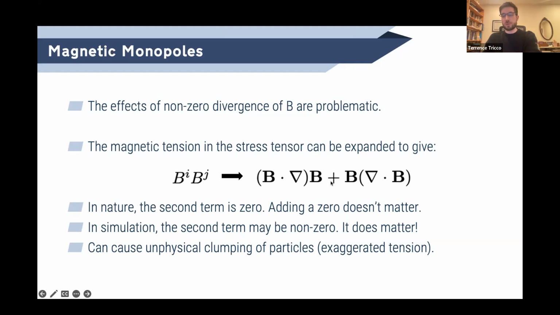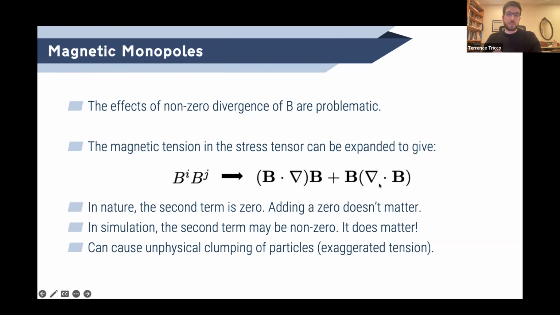So in nature, this is okay. In nature, we can add this div B term here. We can multiply this by 10. We can multiply this by 1,000,000. It doesn't matter because it's 0. Div B is 0, so it doesn't matter. And we add this in mathematically because it gives us this nice mathematical form of our stress tensor.